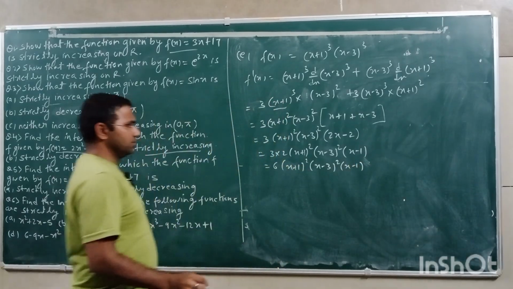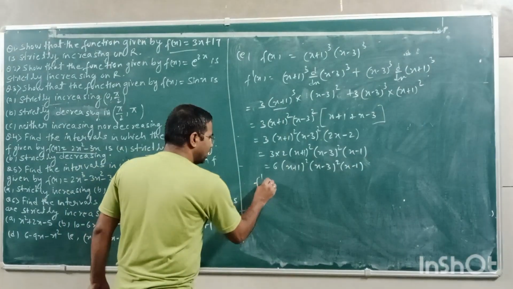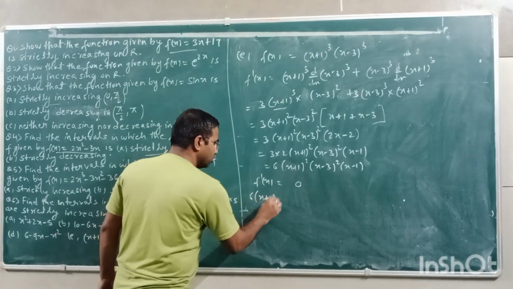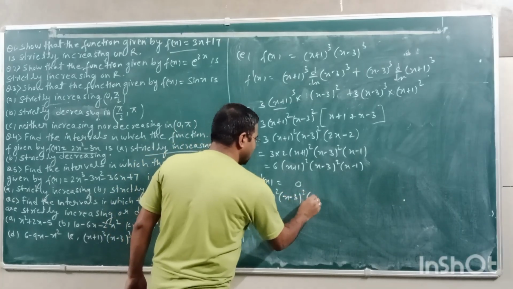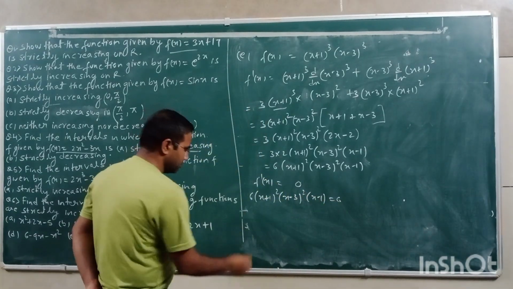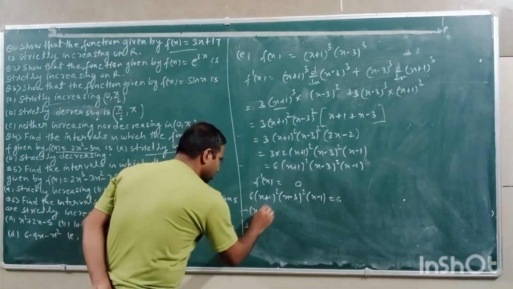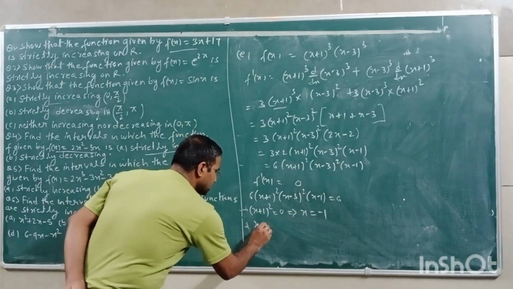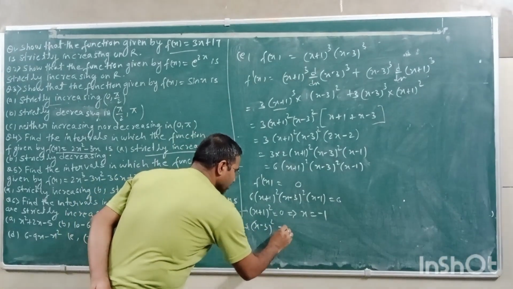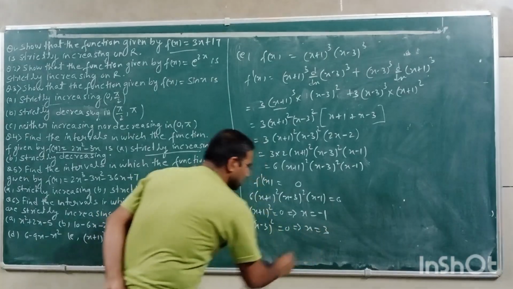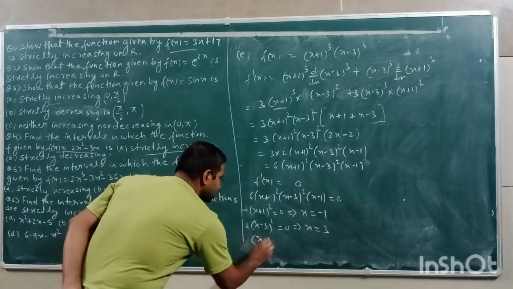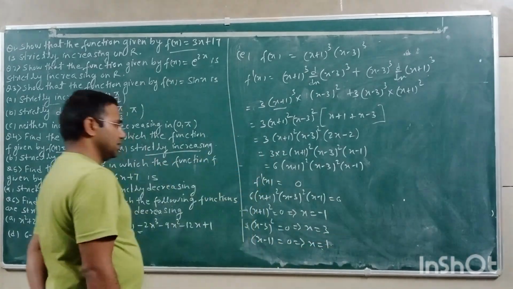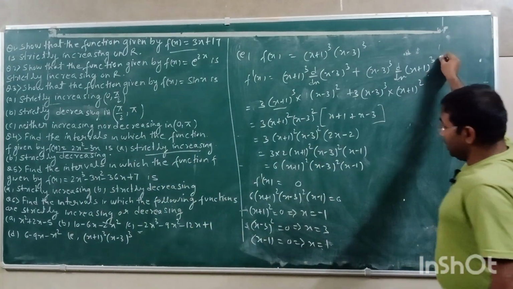Now for finding the interval we have to put f'(x) = 0. Then 6(x + 1)²(x - 3)²(x - 1) = 0. Then (x + 1)² = 0, so x = -1 will come. And if (x - 3)² = 0, then x = 3 will come. Then x - 1 = 0 is there, then x = 1 will come. So how many intervals will arise?